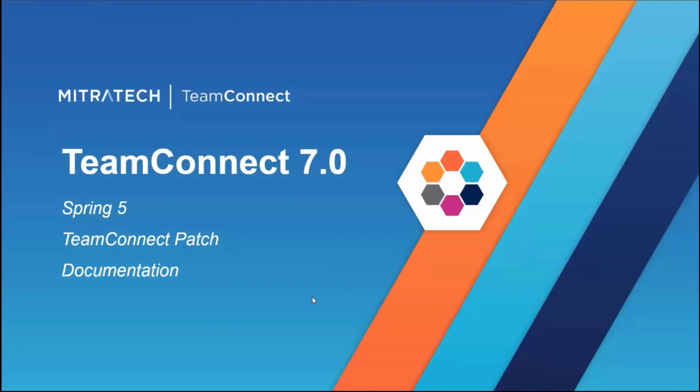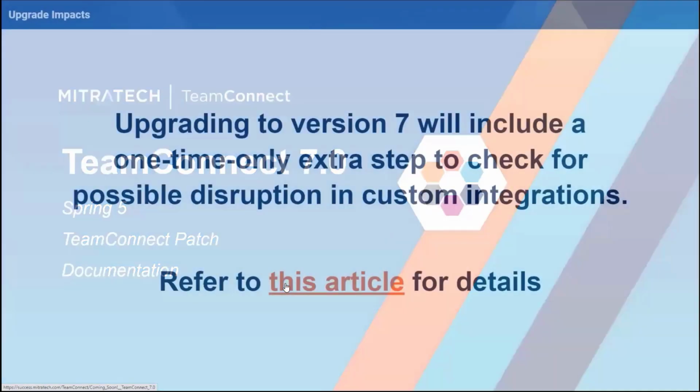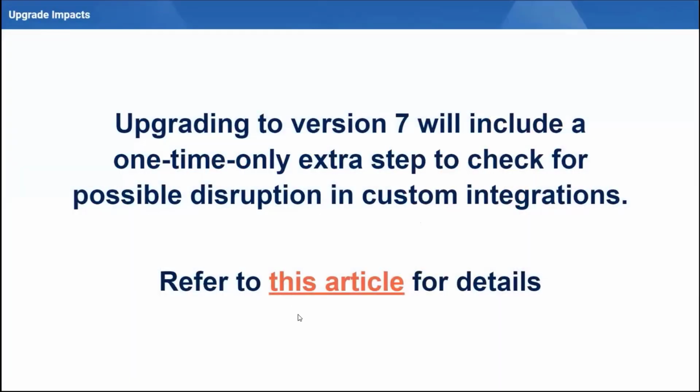So version 7 includes some architectural updates. Part of any software application is going to be just general care and feeding of the system. From time to time, we have to make some technical updates to the architecture that runs the system, and that's what's included in version 7. Because of that, when you go through the upgrade from any previous version to version 7 or higher, it's going to include a one-time step that we want to check for to make sure that we don't cause a disruption in your, specifically your custom integrations.